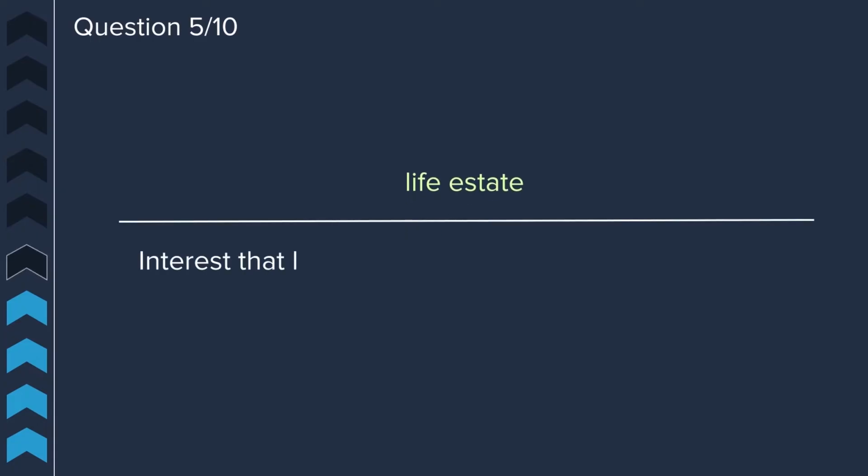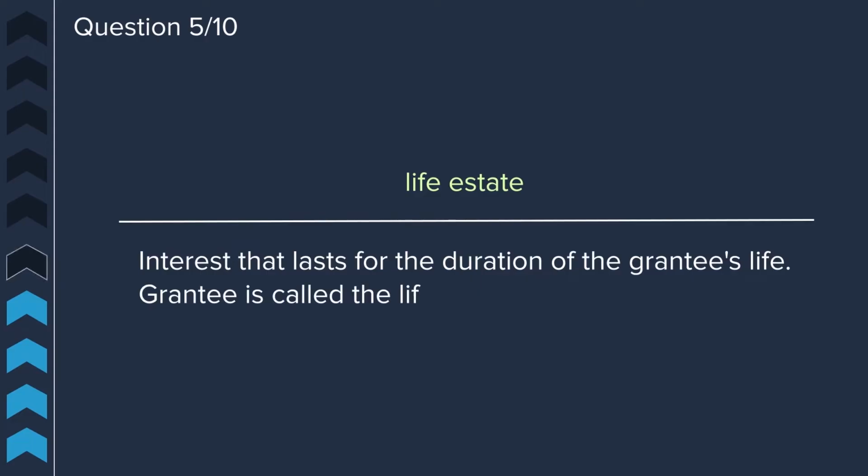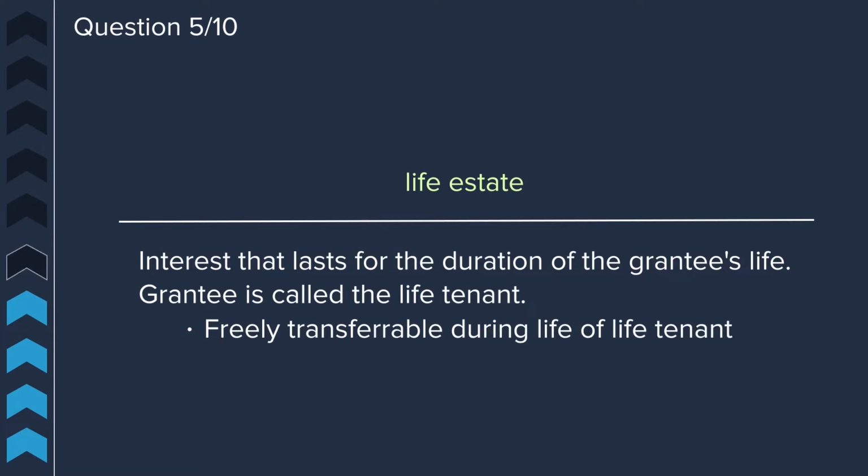Question 5. What is a life estate? A life estate is an interest that lasts for the duration of the grantee's life. The grantee is then called the life tenant. Life estates are freely transferable during the life of the life tenant, but they're usually not divisible or descendable.